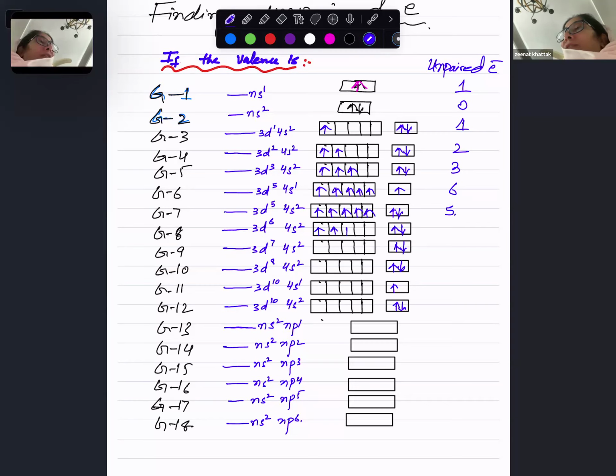This is D6. So how much are unpaired? Just 4. Now it is 7. So how much unpaired? 5, 6, 7. 3 unpaired. If it is 8, 5, 6, 7, 8. 2 unpaired. And in this, the D is completely filled. The D is completely filled. And is there any unpaired electron? No, 0 unpaired.